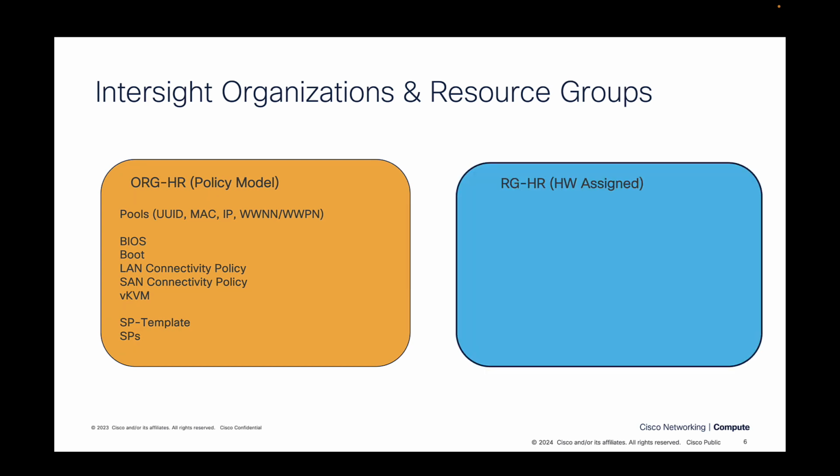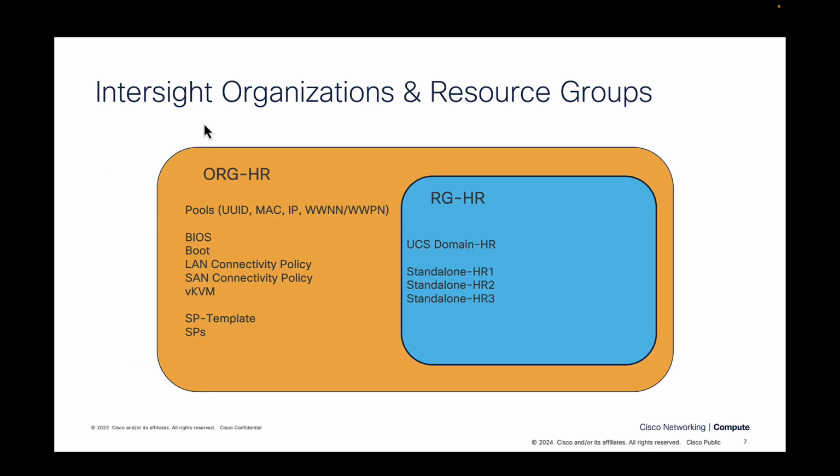And then we have a resource group, and that's where our hardware is assigned to that resource group. We have a UCS domain, and we also have some standalone C-series servers that are part of that resource group. So then we add the resource group to the org, and that becomes part of the org structure.